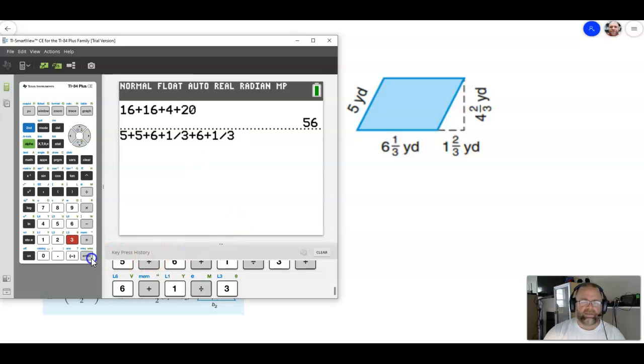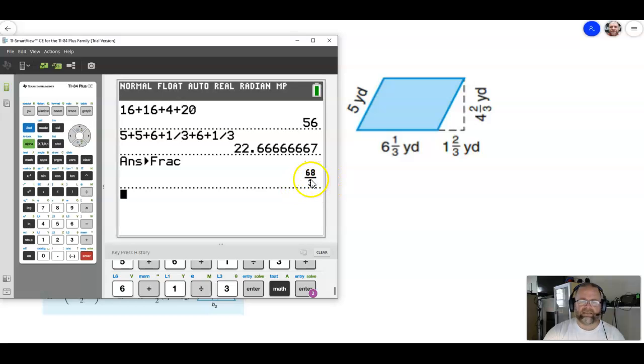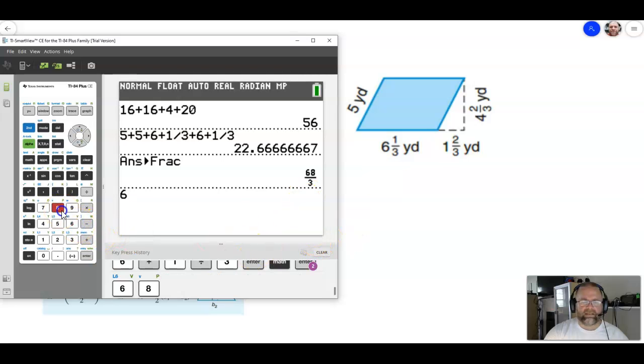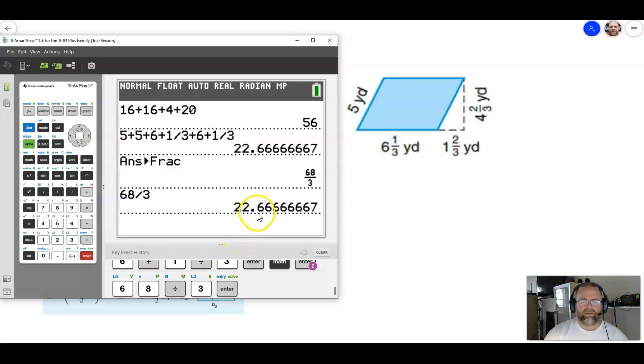But if you add all that up together, it gives you a decimal, but we can use our fraction button here, and this is 68/3. So that would be, let me see, 68 divided by 3 is 22. So that's going to be 22 2/3. So that will be the perimeter, the distance around this parallelogram here. Now let's do the area.